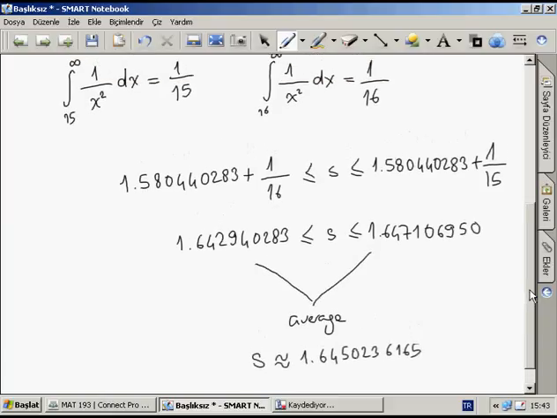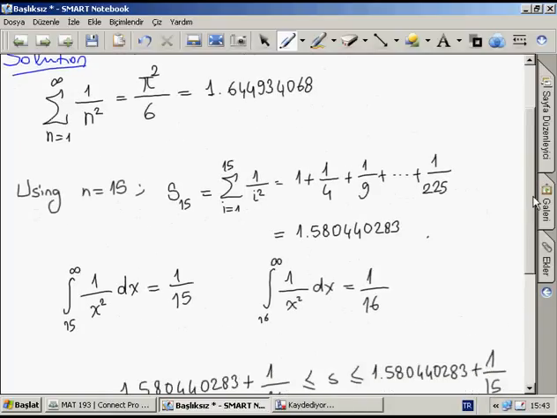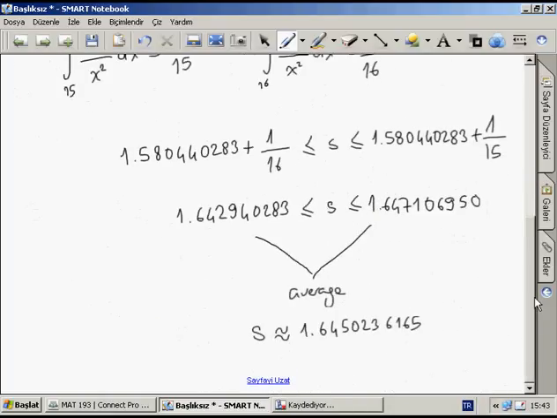And that's pretty darn close to the actual value. The actual value was 1.64493, and this is 1.64502. It's actually close to the real value. So we can use the integral test to estimate the value of a series, and let's move on to the next test, which is the comparison test.